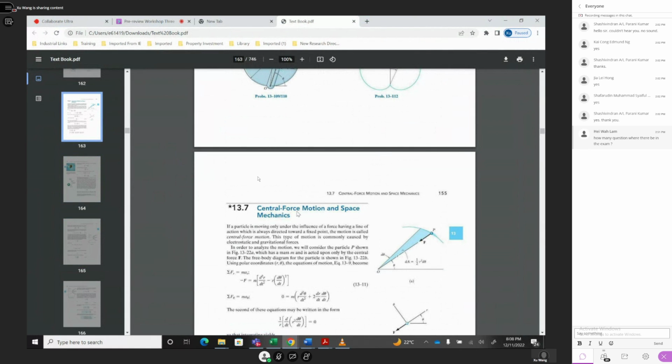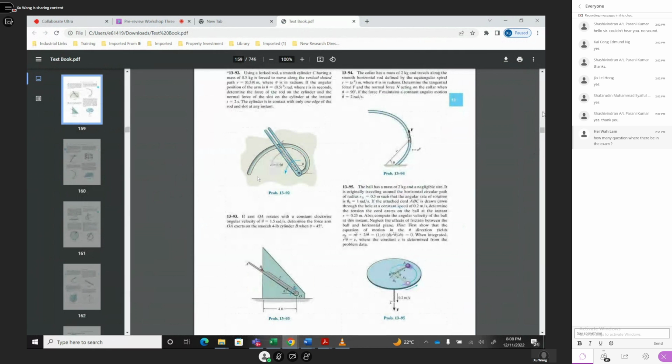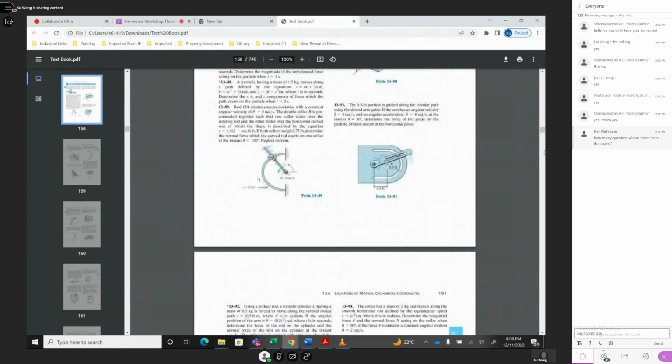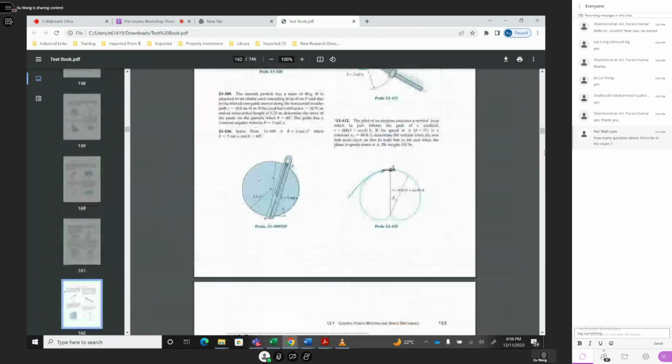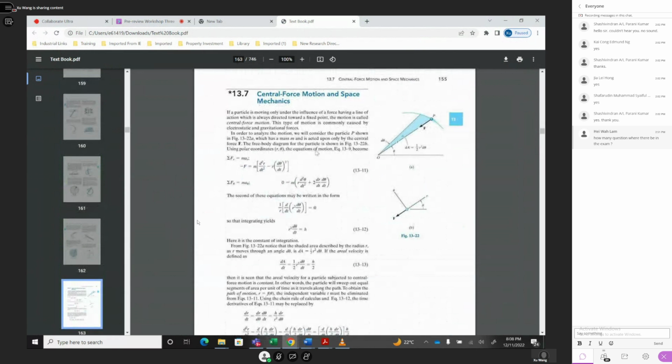So this is central force motion and space mechanics, which we study here, on this page, 155. We study how to develop these kinds of satellite and Earth orbits. I will just tell you how to do that.